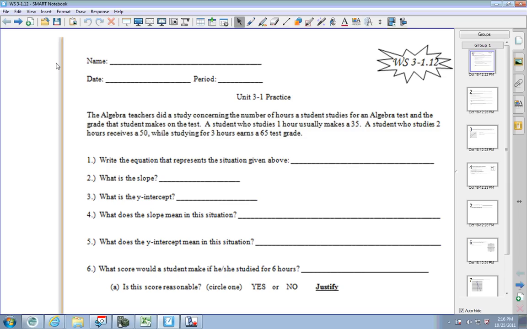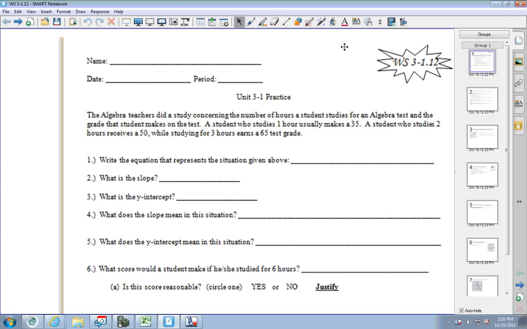Now, first off, it says the algebra teachers did a study concerning the number of hours students study for an algebra test and the grade the student makes on the test. A student who studies 1 hour normally makes a 35. A student who studies 2 hours receives a 50, while studying 3 hours earns a 65. Write the equation that represents the situation above.